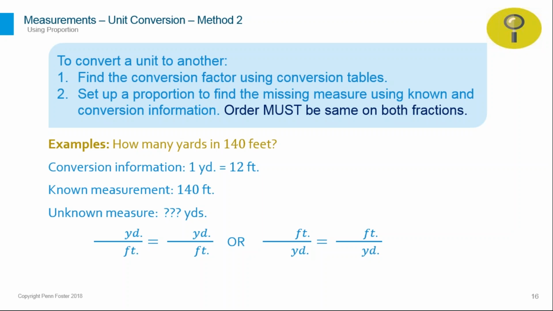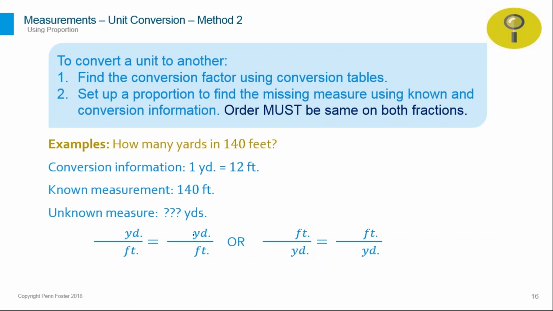So now let's look at an example. How many yards in 140 feet? In this method, I don't have to worry about whether I'm changing from large to small or small to large. I don't have to think about that. All I need to do is set up my proportion correctly. So knowing the conversion factor, which is the factual information I know, I'm going to put that in the first fraction. The second fraction will have my known information and the unknown information, and solve as before.